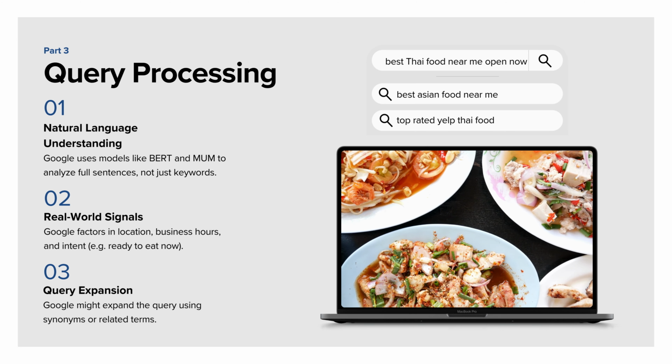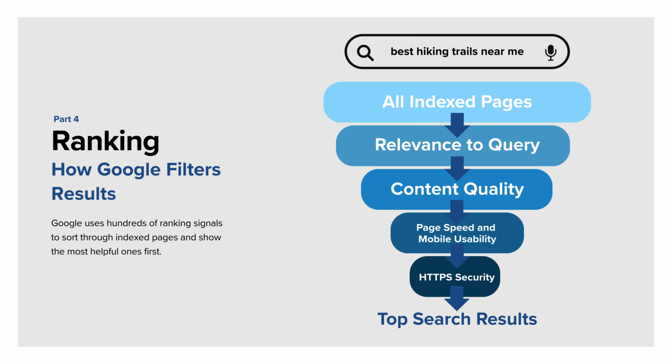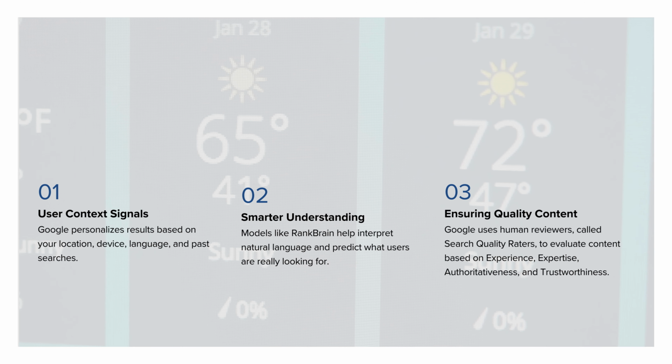Now comes the most critical piece, ranking. Google's index returns a massive list of potential matches for the query. Then, its ranking system kicks in to decide which results you actually see and in what order. There are hundreds of ranking factors, and while the exact formula isn't public, we know it includes relevance to the query, page content quality, backlink authority, mobile usability, site speed, HTTPS security, and core web vitals, things like visual stability and load time.